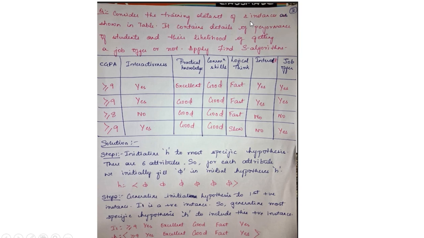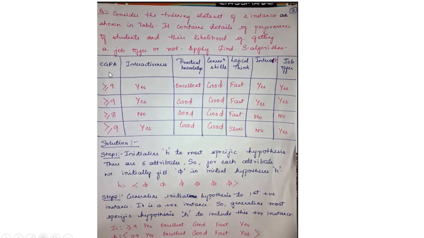Consider the training data set of 4 instances as shown in the table. As you can see, there are 4 instances here. It contains details of performance of students and their likelihood of getting a job offer or not, and we apply the Find-S algorithm. In this table, what you see in the last column, job offer, is the dependent attribute, and the others are the independent attributes. The value of job offer depends on the values of these attributes. So that's why job offer is a dependent attribute.